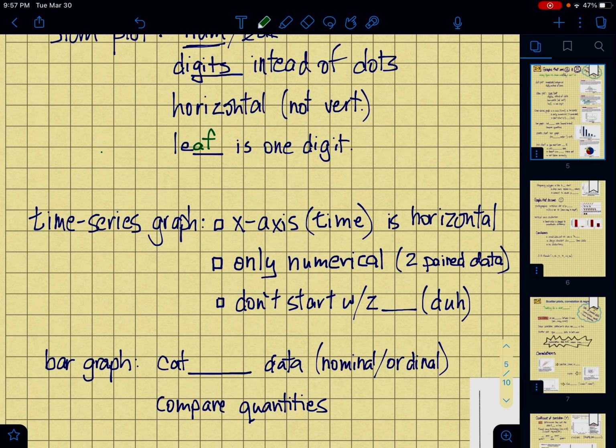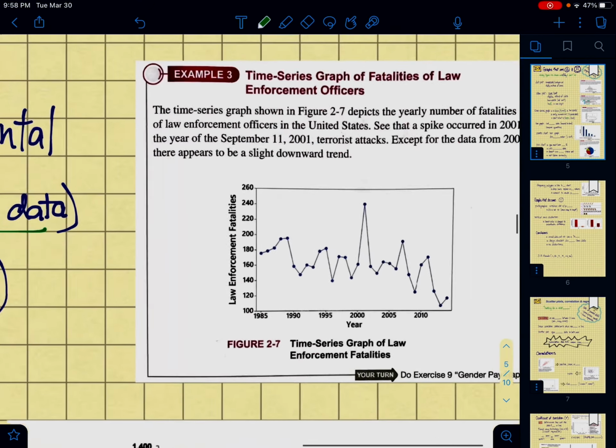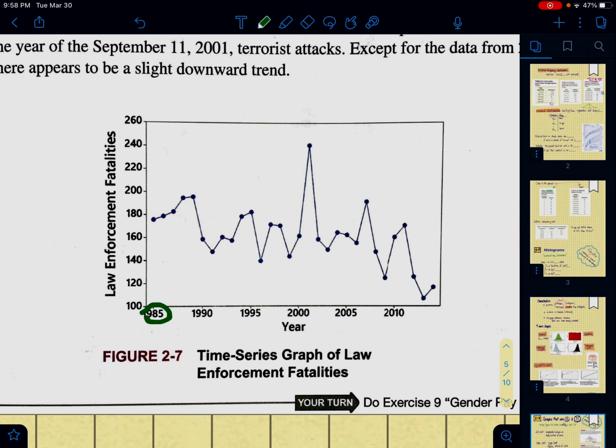Time series graph. This certainly is one you've done before. The x-axis represents time, and the y-axis is typically some sort of quantity. So you have 2 paired data. And I think one thing that you want to remember here, especially on the time axis, don't start with 0, right? You're going to start with some other value. In this graph here, we see our time graph is starting at 1985. In our y, this can be devious. We'll talk about that in a moment.